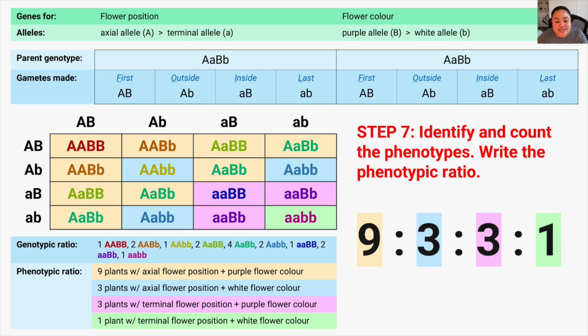I want to draw your attention to this phenotypic ratio. When 2 individuals that are heterozygotes for both genes are crossed, and those 2 genes are unlinked, the phenotypic ratio will always be 9:3:3:1.